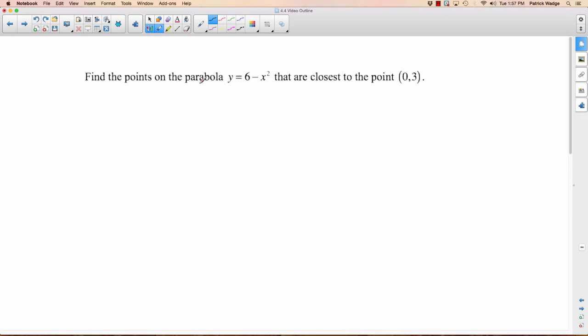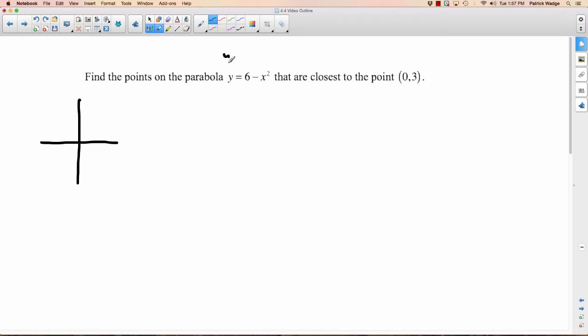Find the points on the parabola y equals 6 minus x squared that are closest to the point (0, 3). Definitely want to draw a little picture here to help you get an idea of what we're doing. So the parabola y equals 6 minus x squared, well, it's a parabola because it's x squared.